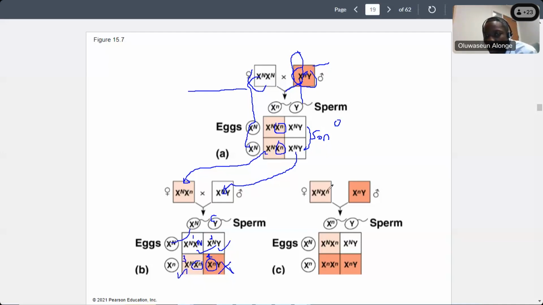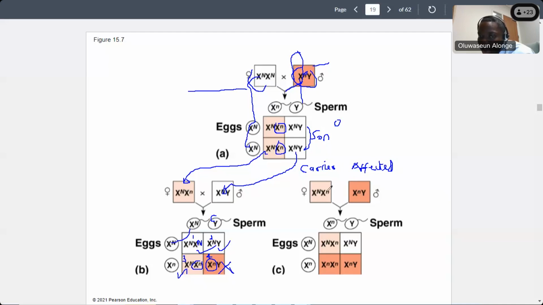Now, when you come here, this is a woman that is a carrier. So we call this woman a carrier. She doesn't have the disorder. She's only carrying the gene that is affected. So we call them carriers. This is the person that is affected. Affected means sick. So this person is affected. It's an X-linked disorder. You can see that, recessive.